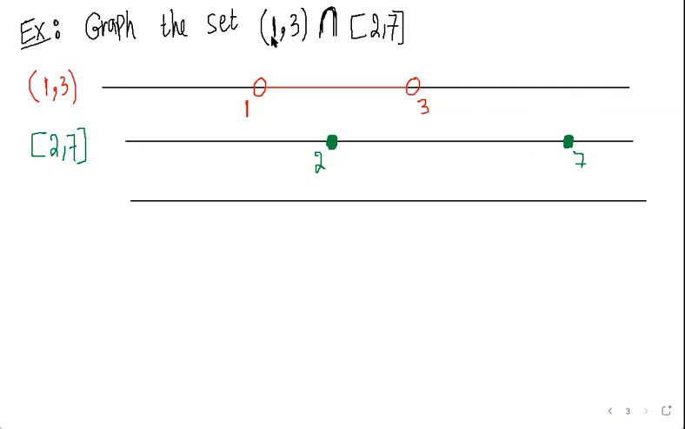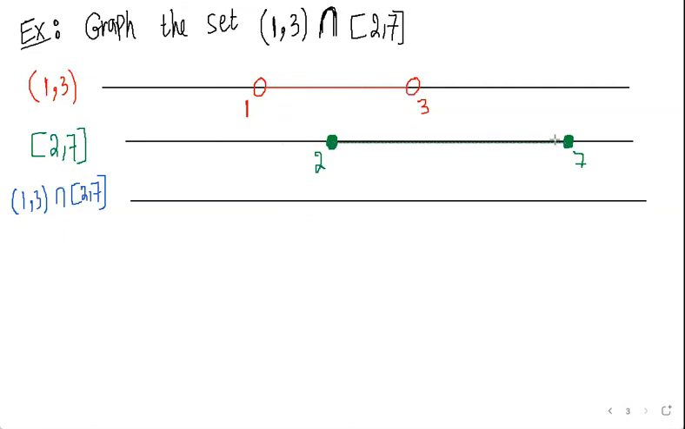Now the question is the open interval 1, 3. Let me use a different color, the blue one. 1, 3, intersect the closed interval 2, 7. So we're looking for the common numbers between the first set and the second set. As we look at the graph of the first one and the graph of the second one, the closed interval, we see the common part between these two intervals starts from 2 and goes to the right up to number 3, and the 3 is not common between the two intervals.